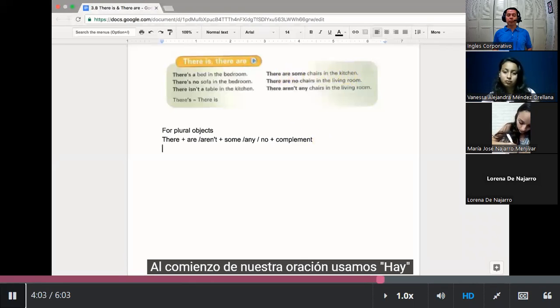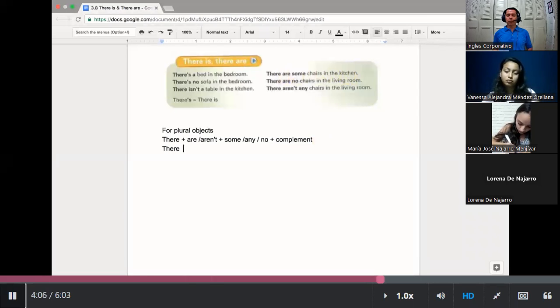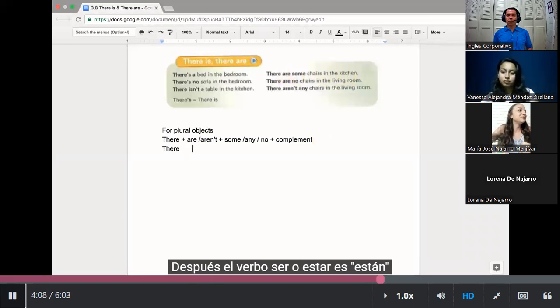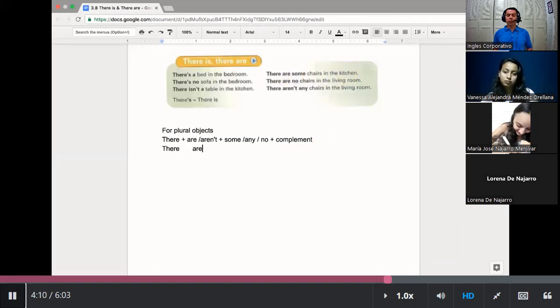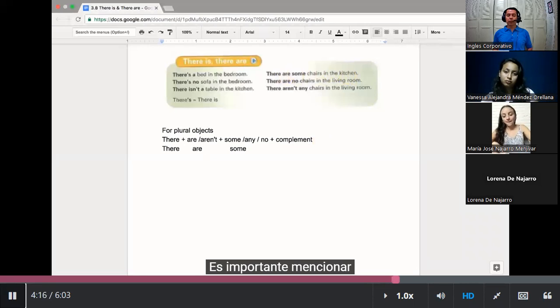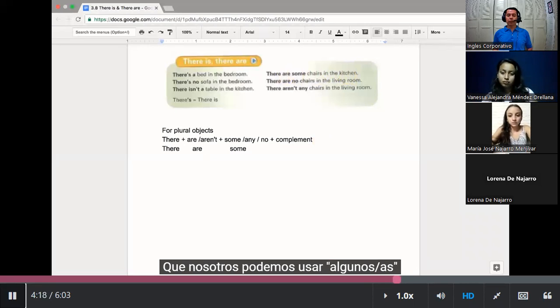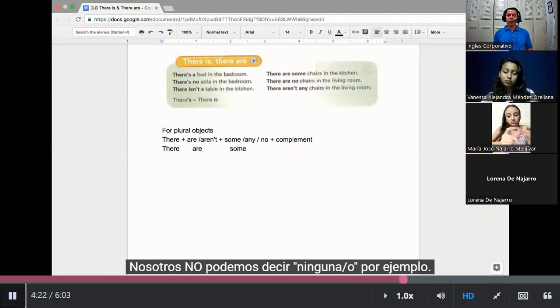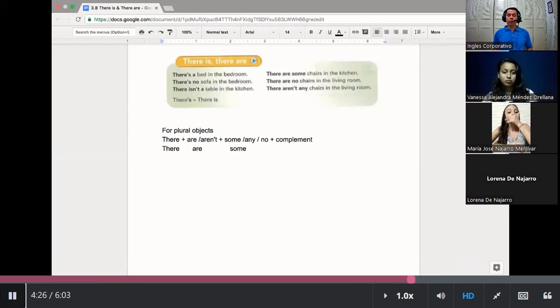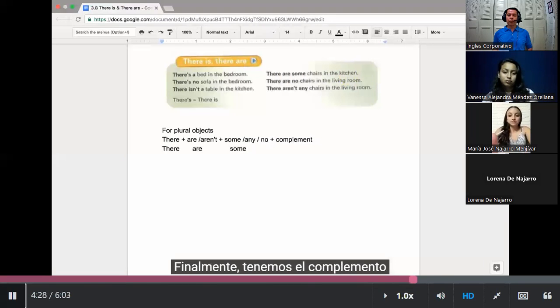At the beginning of our sentence we use there. After that the verb to be, are. Next we use some. It's important to mention that we will use some whenever we're making positive statements. We can't say any, for example. Finally, we have the complement, chairs, in the kitchen.